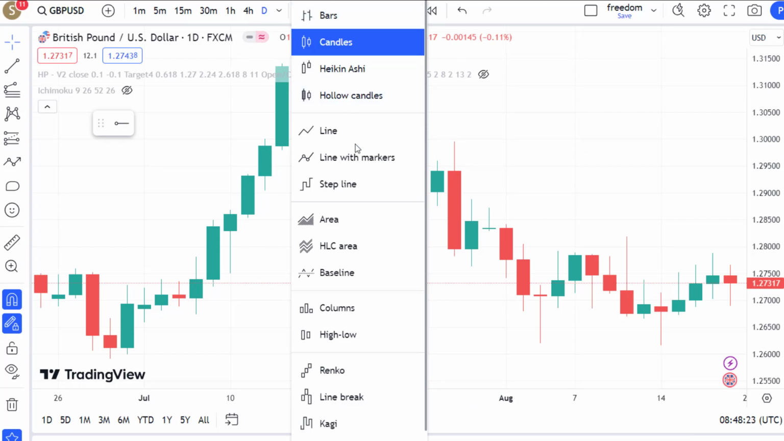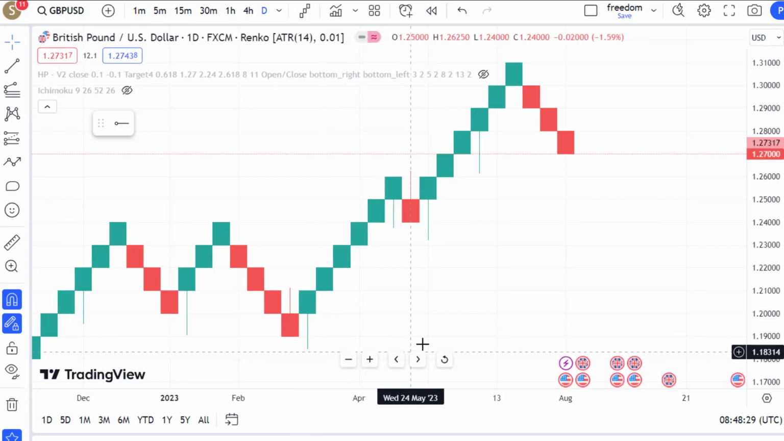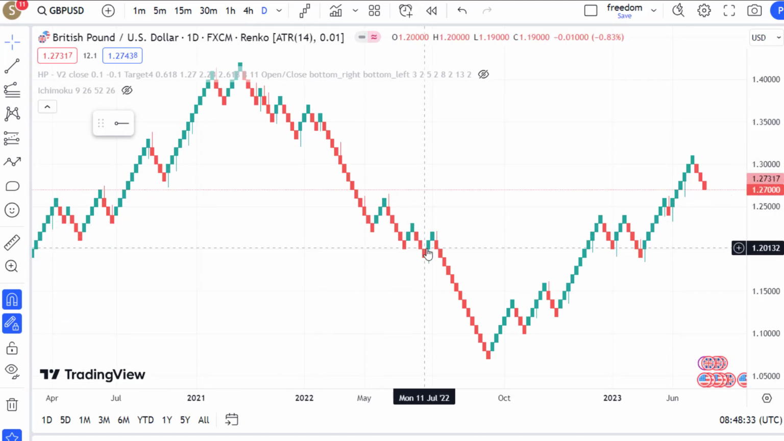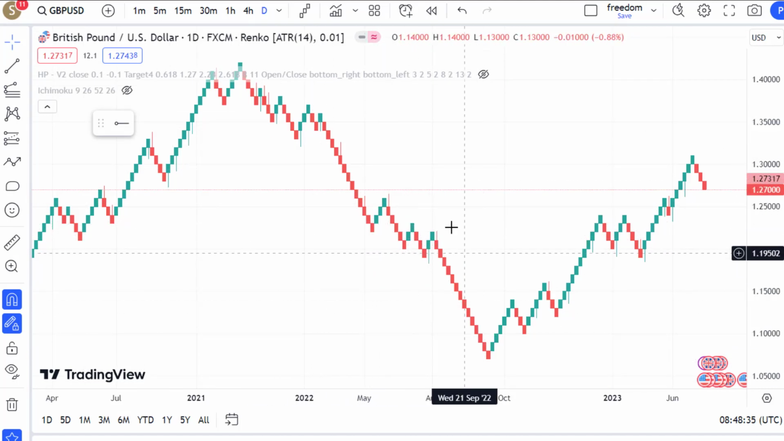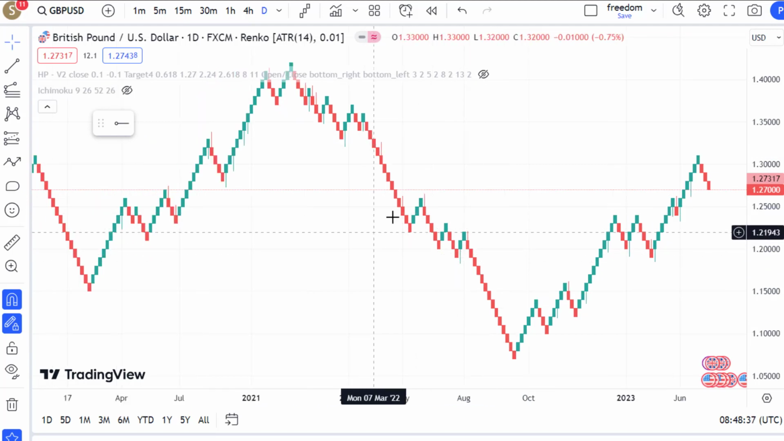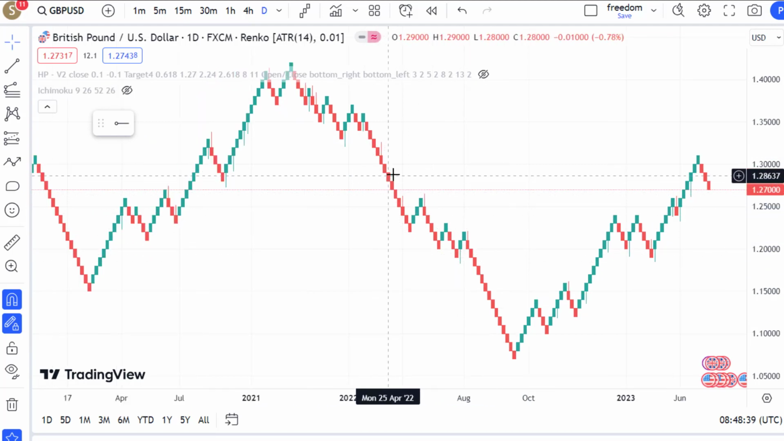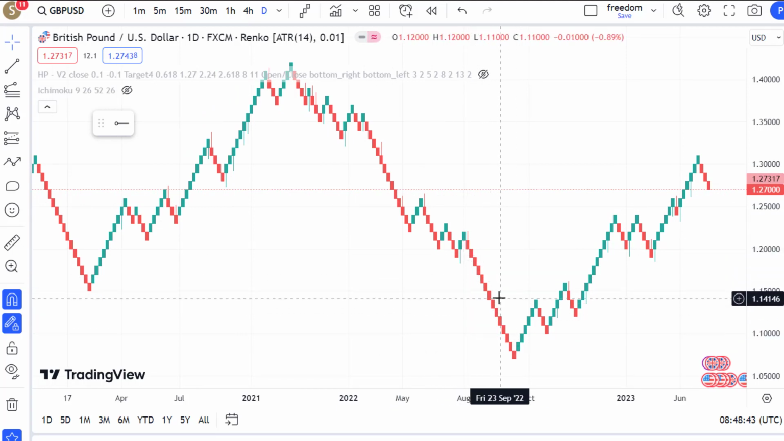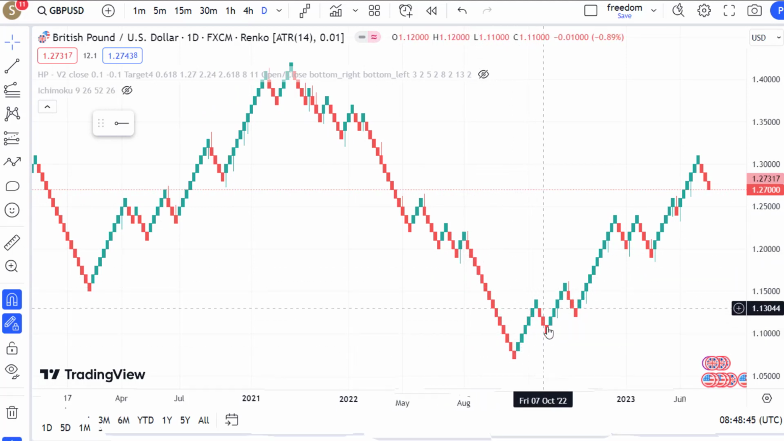4. Renko chart. Renko charts focus solely on price movements, filtering out time and volume. They consist of bricks, rectangles, that are drawn in a continuous series. The size of each brick is determined by a predefined price movement, such as a specific number of pips. Renko charts help traders identify trends and reversals more clearly.